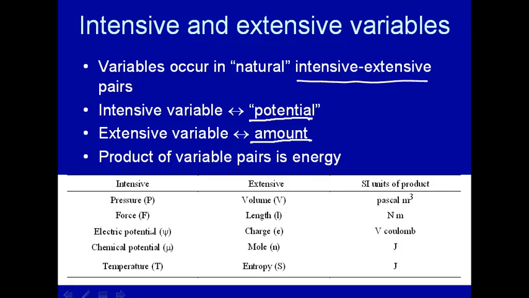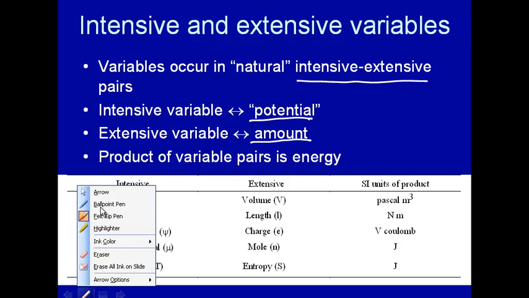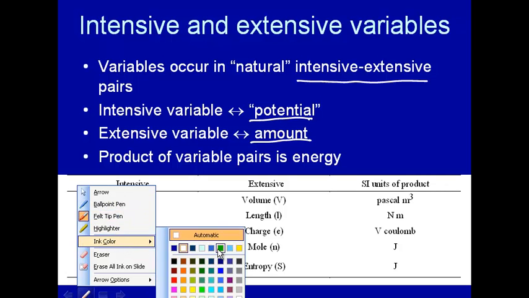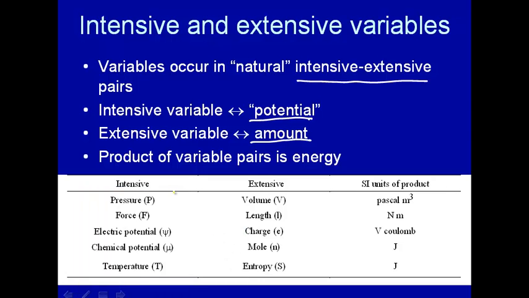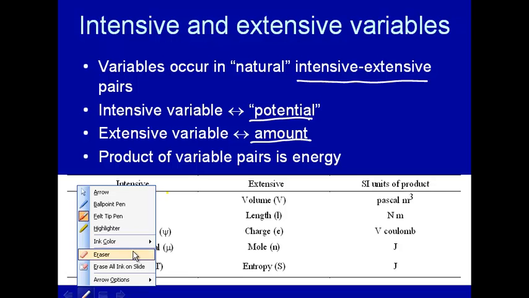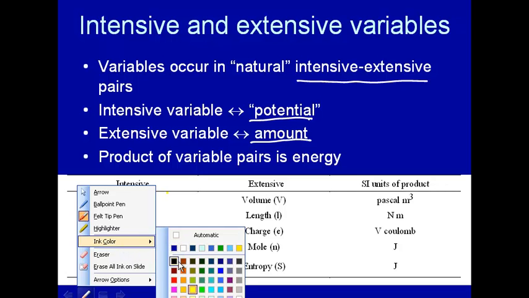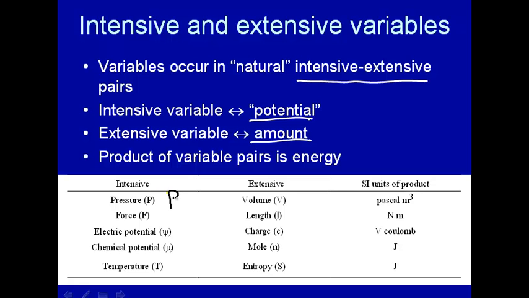So let's look at some things here. This might be too small if you're looking at this on an iPad or even on your phone. So let me, this is pressure here. Now I should probably use ink color black or blue, black maybe. So this is pressure and this is volume. Those are two naturally occurring intensive extensive variable pairs. Pressure is intensive, volume is extensive, and so when you multiply these two together, you'll get energy.